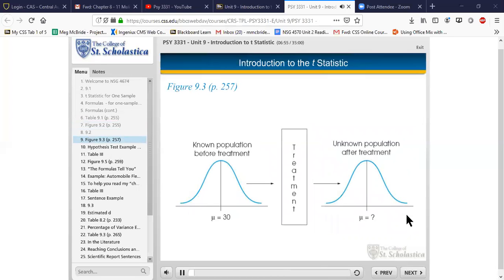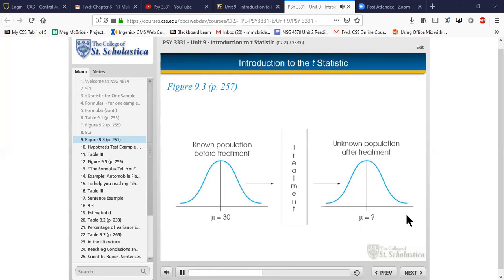Figure 9.3 is a reminder of the basic logic of hypothesis testing. I also want to talk about this figure because the way it is labeled can lead to some confusion. It may seem like a whole population is treated, but what we are actually doing is treating just the sample taken from the population. On the left, we have a known population before treatment. That is, we know that it has a mean of 30 on whatever we are interested in measuring.